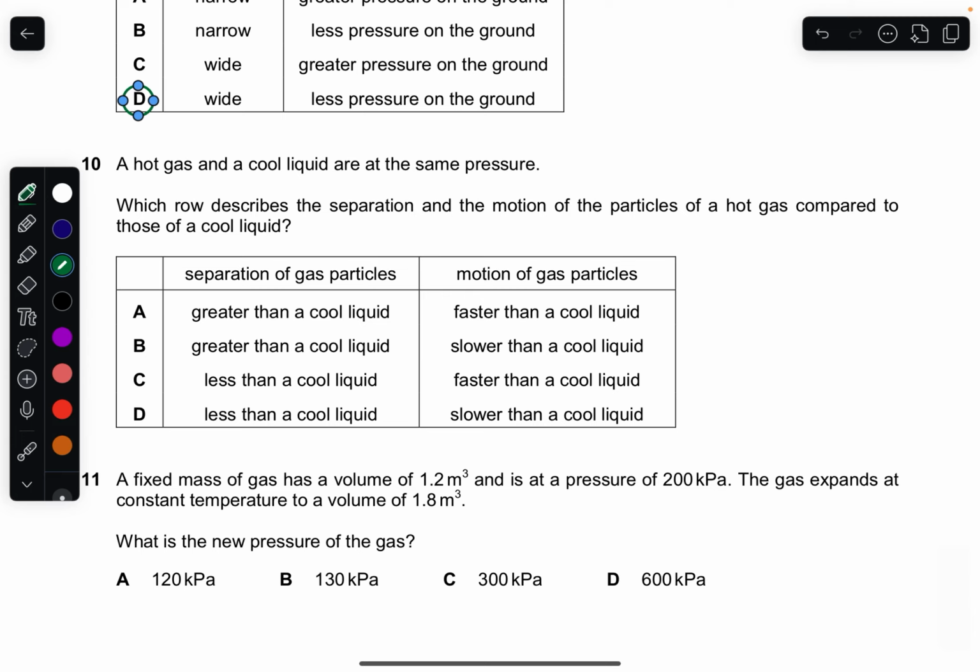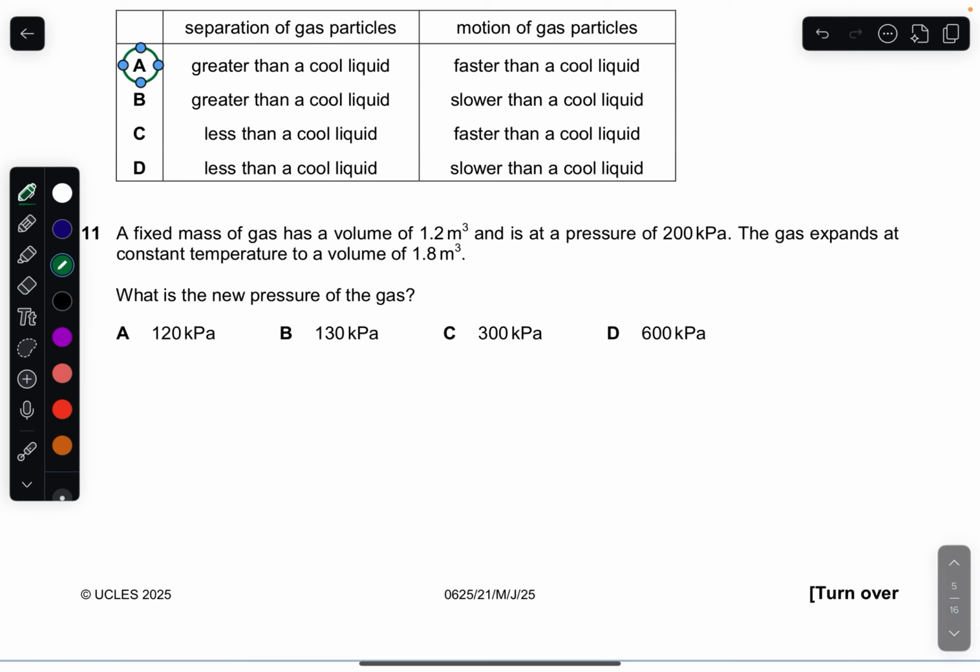In question 10, a hot gas and a cool liquid are at the same pressure. Which row describes the separation and the motion of the particles? In gases, the particles are very far apart as compared to the liquid, and in gases, the particles also have more kinetic energy. So they are moving at a higher speed. It's option A, that is correct.